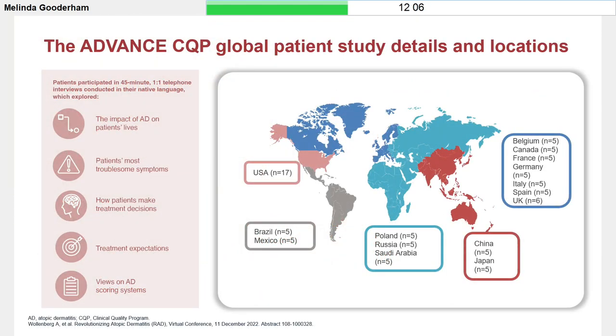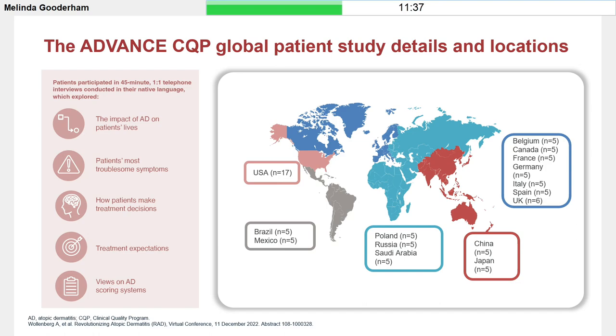So it really was a global study. The largest group of patients was from the United States, with 17. Then there were 5 patients each from Brazil, Mexico, Poland, Russia, Saudi Arabia, Belgium, Canada, France, Germany, Italy, Spain, the UK, China, and Japan. So we really had a nice global selection of patients. What I found most interesting was that we heard the same themes and the same answers from patients with atopic dermatitis across the world. So there were a lot of similarities.